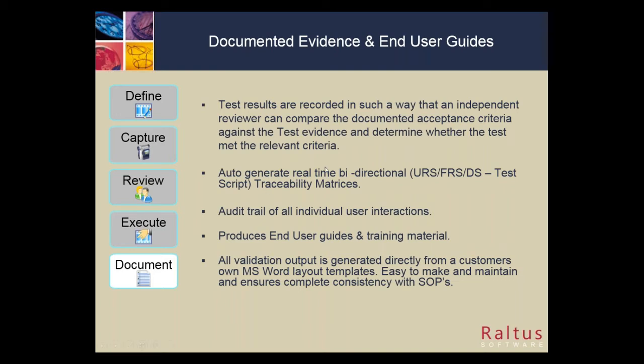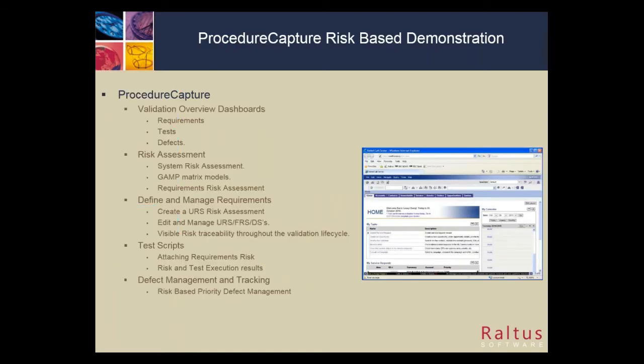All the documentation we have, including all the risk pieces of it, comes out in such a way that when you look at it, you can understand exactly what has happened, and you have the documented evidence of your executions, of your traceability, of your audit trail, your end user guides, and all that uses your own templates to give the look and feel that you're used to, basically. So that's a quick overview of what we have.